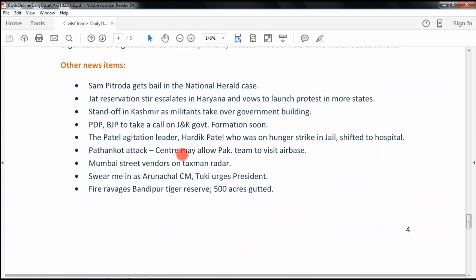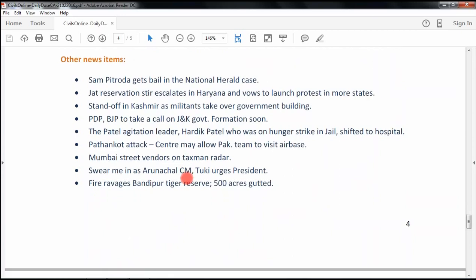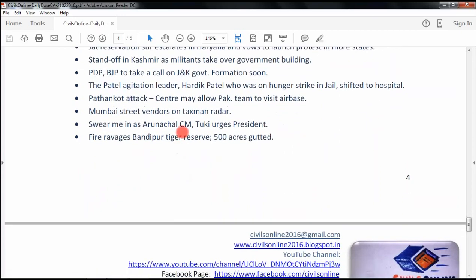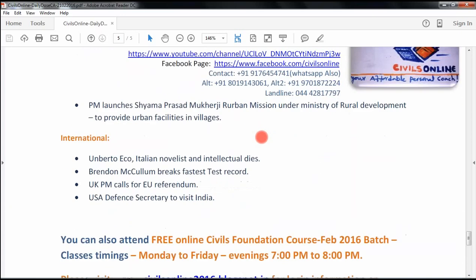Pathankot attack: Centre may allow Pakistan team to visit the airbase. Mumbai street vendors on taxman radar. Swear me in as Arunachal CM, Tuki urges the President. Fire ravages Bandipur Tiger Reserve, 500 acres gutted. PM launches Shyama Prasad Mukherjee Urban Mission under Ministry of Rural Development to provide urban facilities in villages.